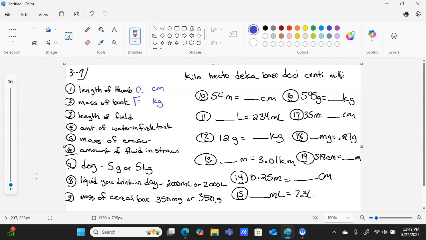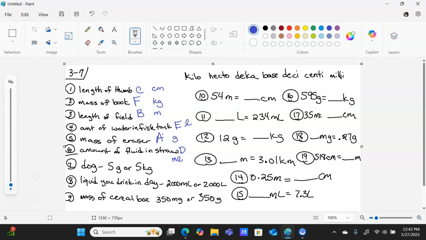The length of a field, you would not want to use centimeters. You would want to use meters for that one, which would be letter B. The amount of water in a fish tank, you would need to use liters, which is letter E. The mass of an eraser, you would use grams, which is letter A. And I'm putting both the letter answer and the abbreviation for the unit you would use. And then the amount of fluid in a straw, that would be milliliters.